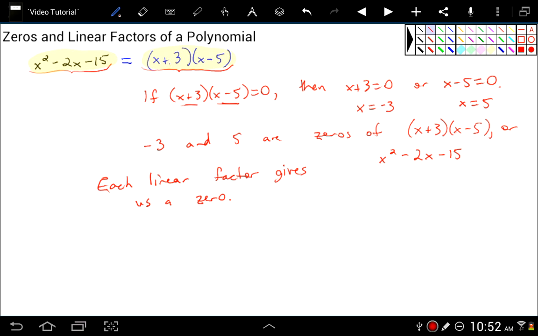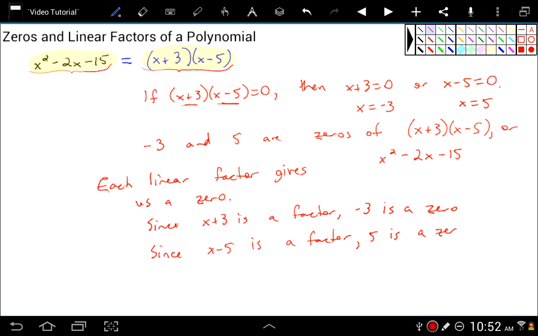Right? X plus 3 is a factor, so -3 is a 0. X minus 5 is a factor, so positive 5 is a 0. A 0 is what it takes to plug in to make the whole thing 0. So -3 and 5 are zeros. And they're the only zeros. There are no more. Again, this has a degree of 2, so you can't have more than 2 zeros. Okay, let's look at another example.